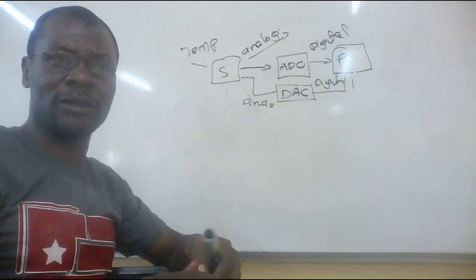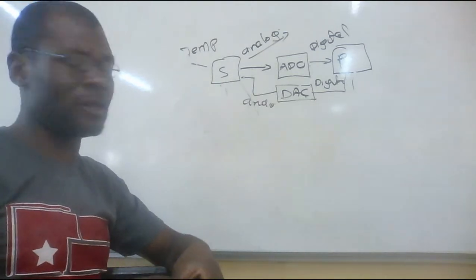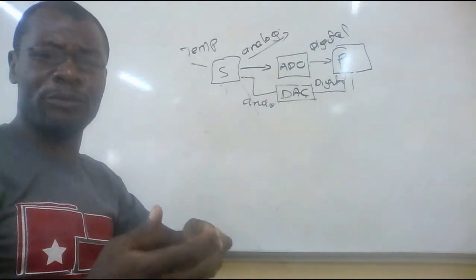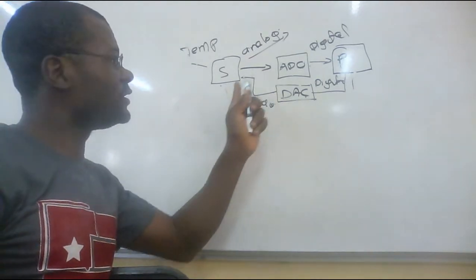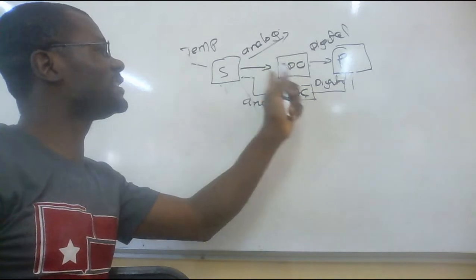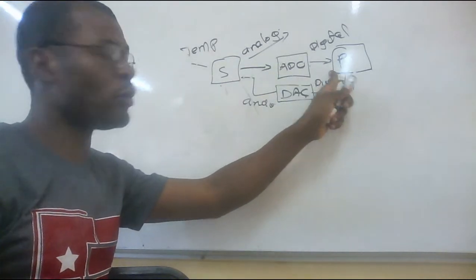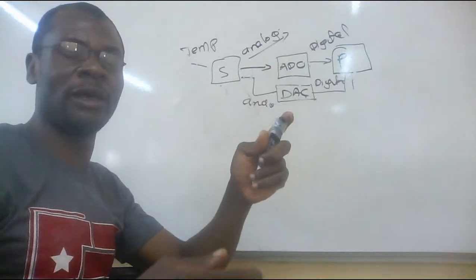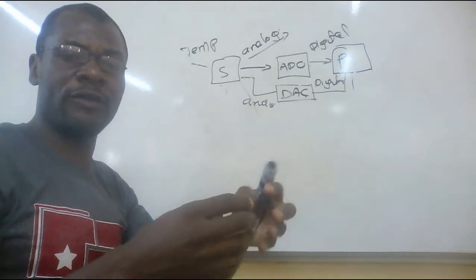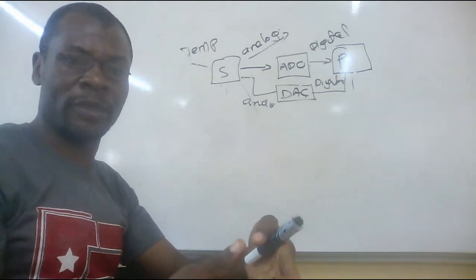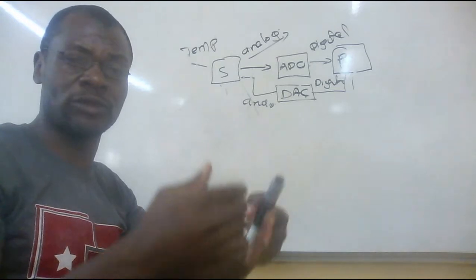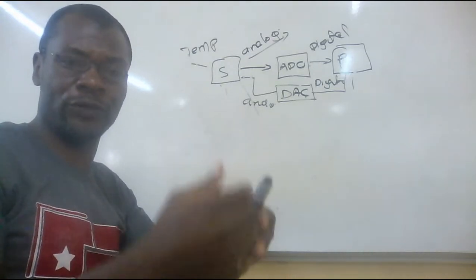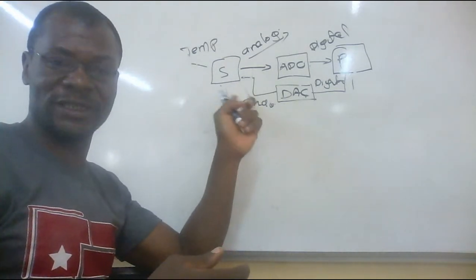So how do these sensors actually work? And how does the computer know that this reading coming from the sensor is the temperature, or this reading coming from the sensor is actually the measure of pH? And why is it that the computer does not get confused about what is coming from the sensor?